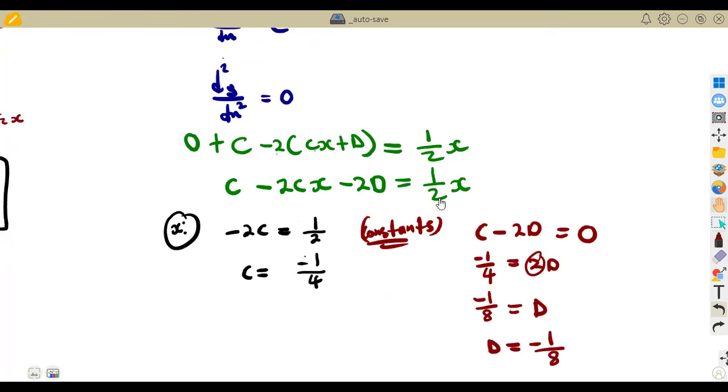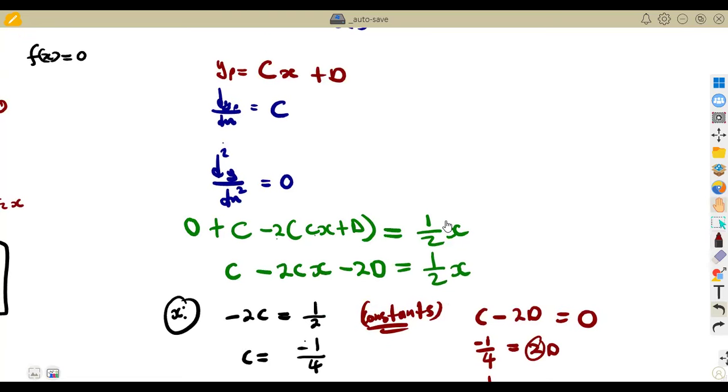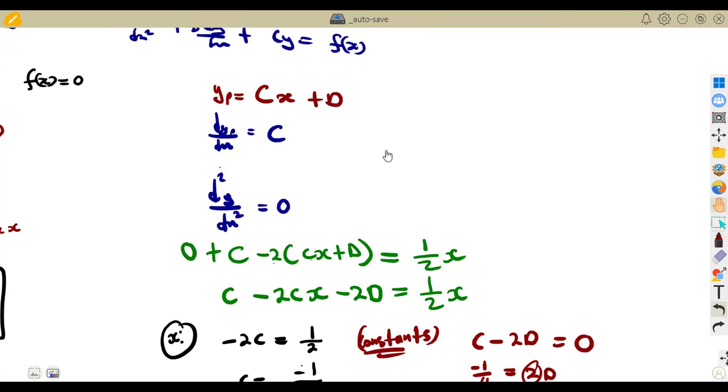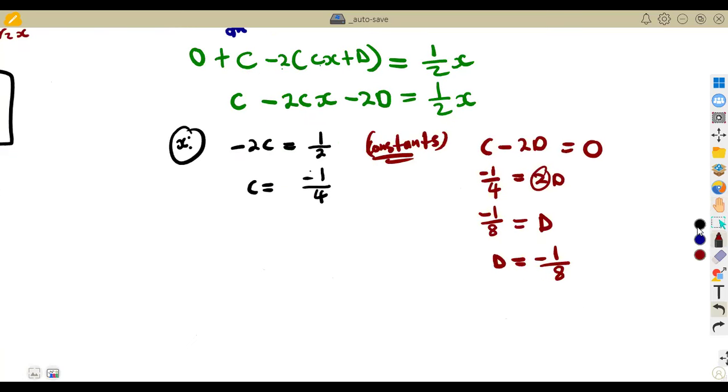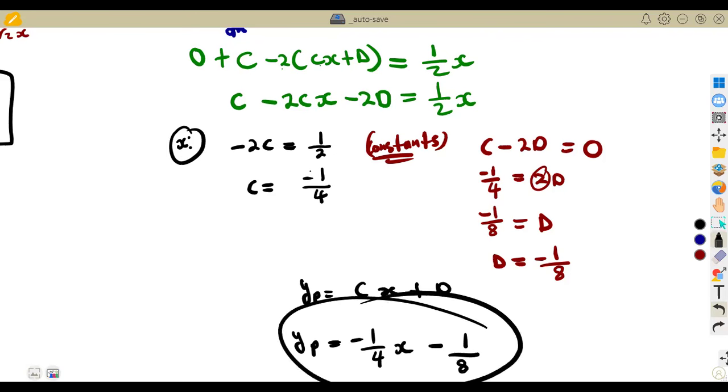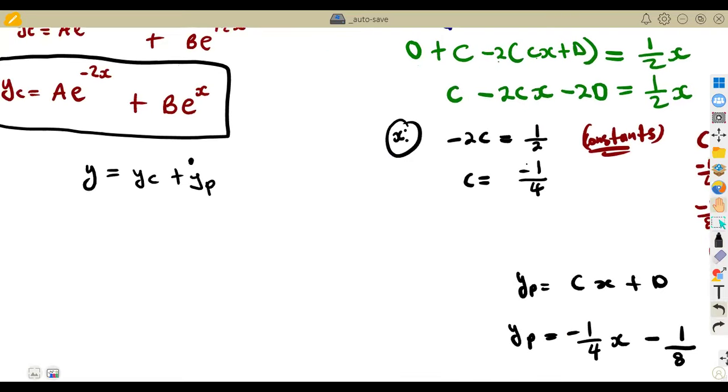So it means that we can rewrite our particular integral in a better way, all right? Because it was given as YP is equal to CX plus D. So if yp was equal to cx plus d, let us substitute what we got. So our yp is going to be cx, which is minus 1 over 4 for c, so we've got minus 1 over 4x plus a d in this case. What is our d? Our d is minus 1 over 8. So we have the particular integral that we are going to combine together with that complementary function to find y. Okay?